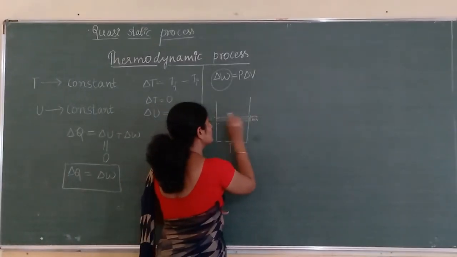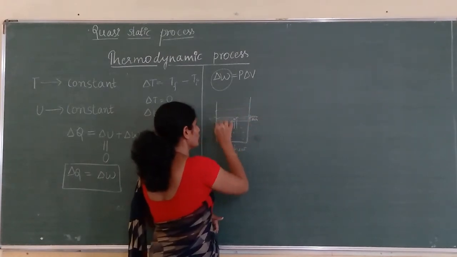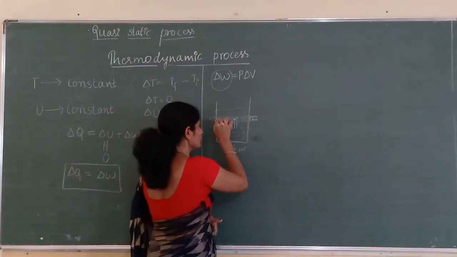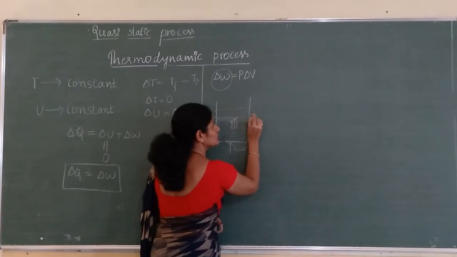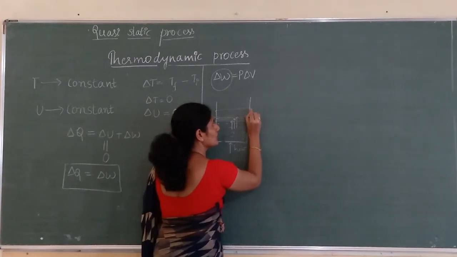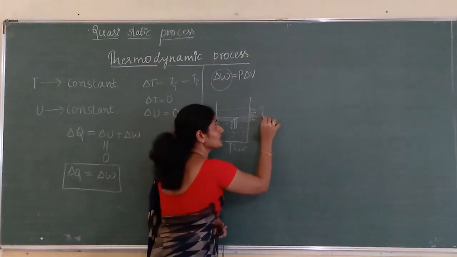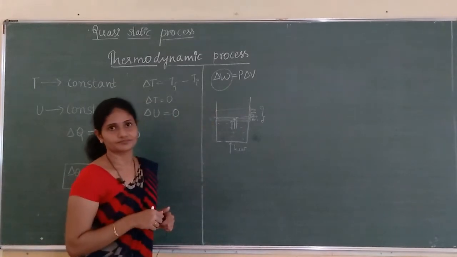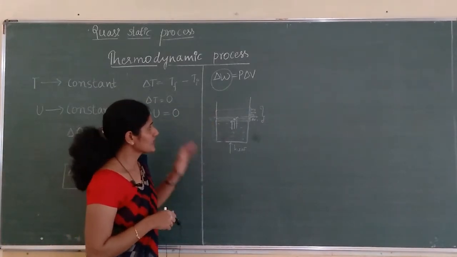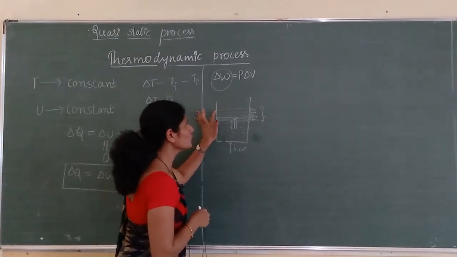Similarly, we have delta W3, delta W4, and finally we are here. This is the final volume and this is the initial volume. Here we have delta W3, delta W4 and delta W5. Now, what is the total work done in moving the piston from here to here? What is the total work done in moving the piston from V1 to V2?